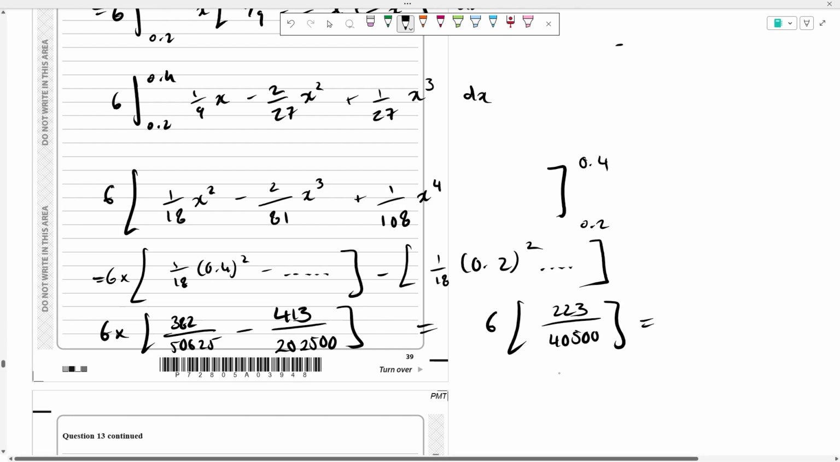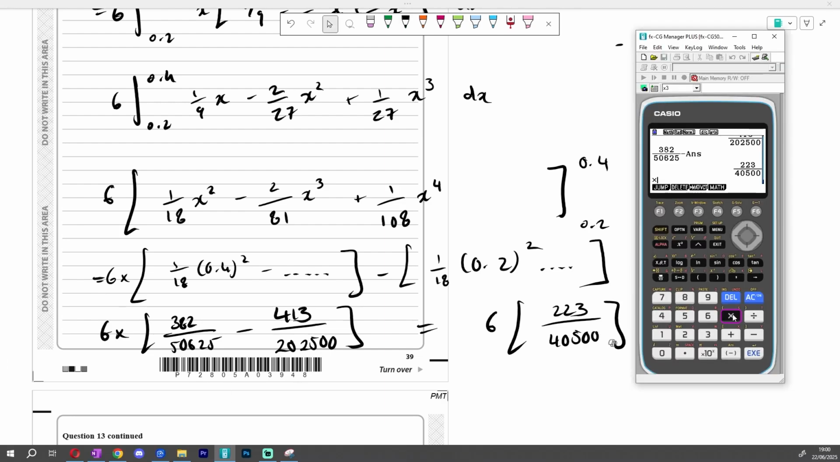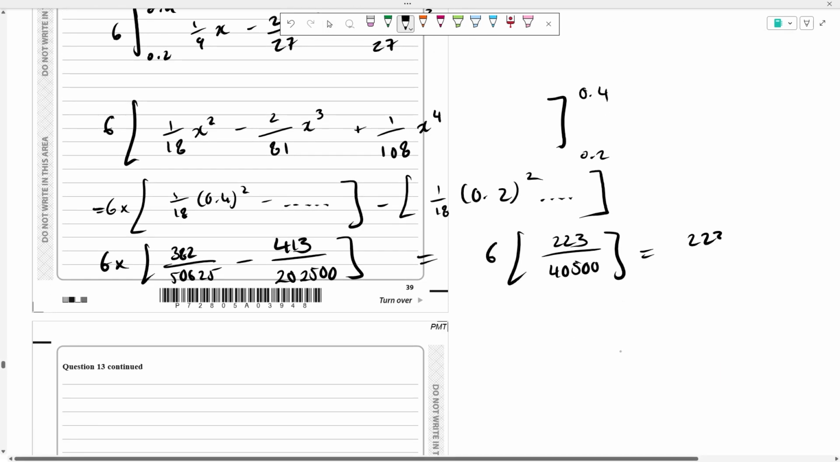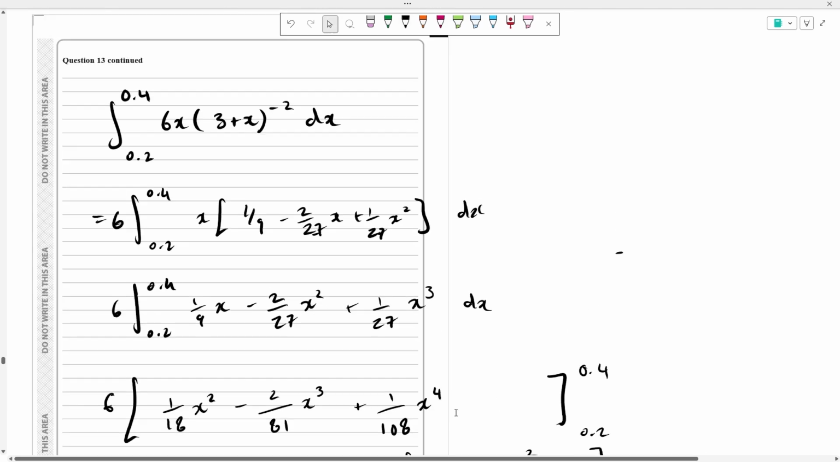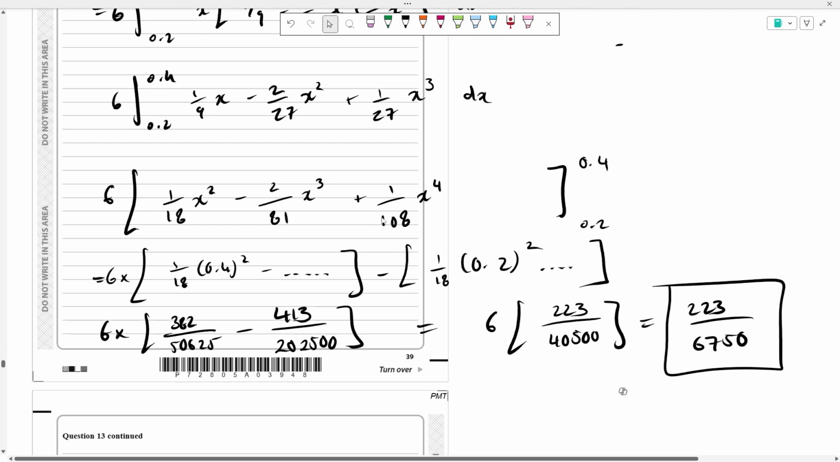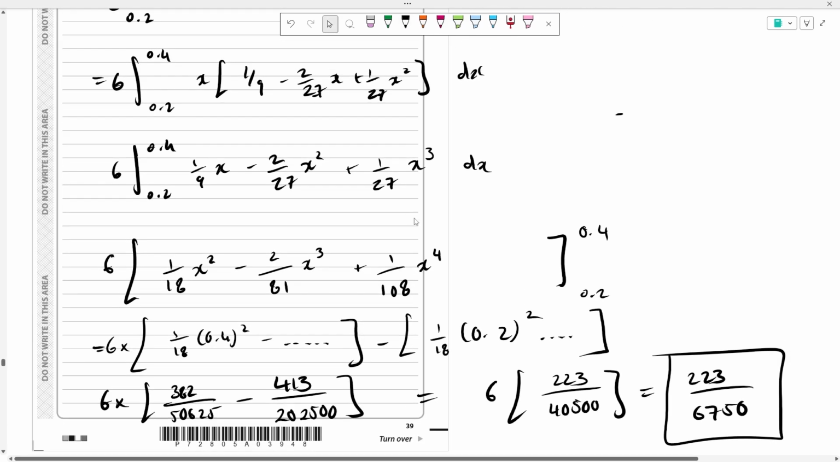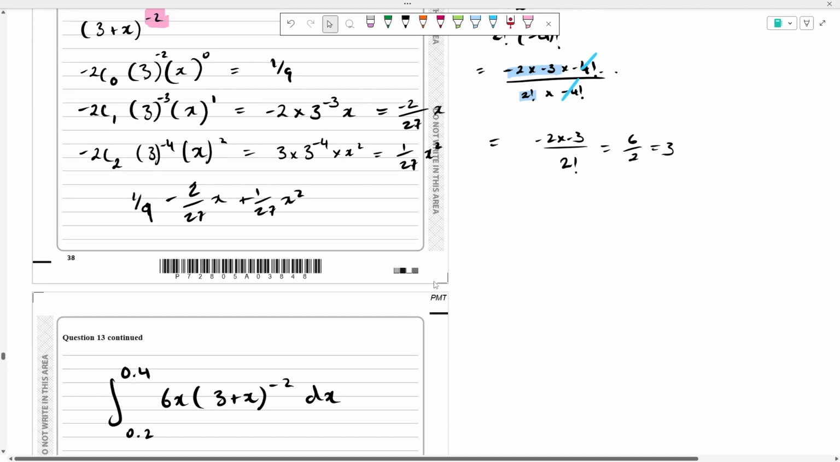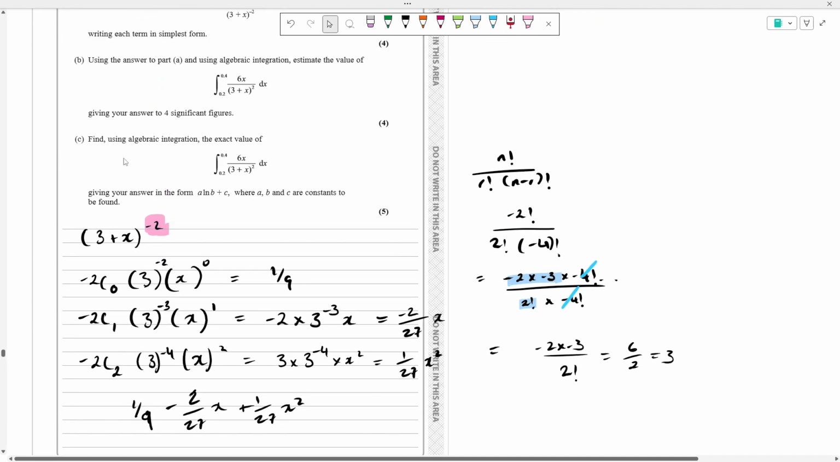And we need to times this answer by 6. So answer times by 6, and that is 0.033 or 223 over 6750. Quite a lot for 4 marks. It's a bit tedious, just because it's not necessarily hard, in my opinion, but it's just accuracy, I would say. Alright, part C.